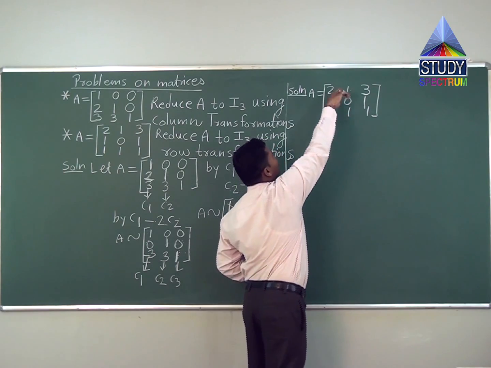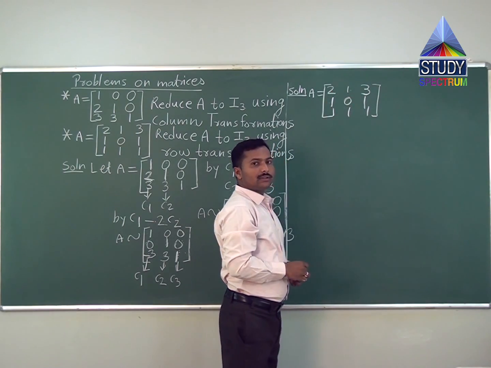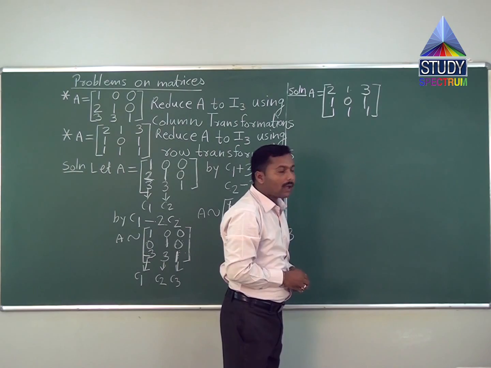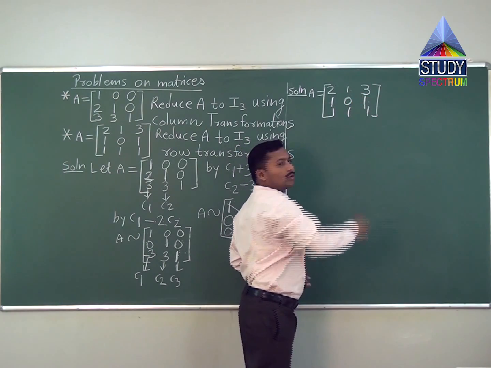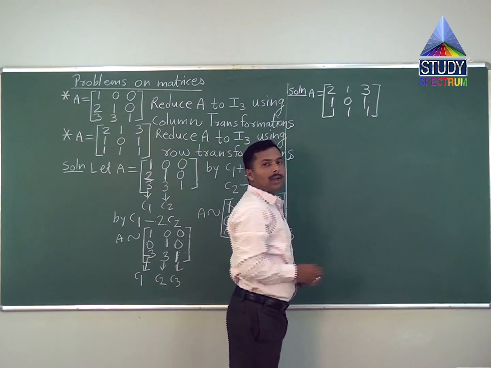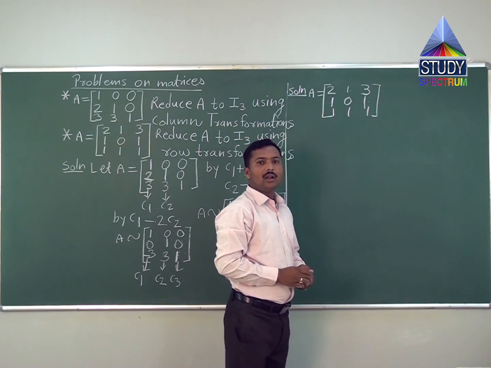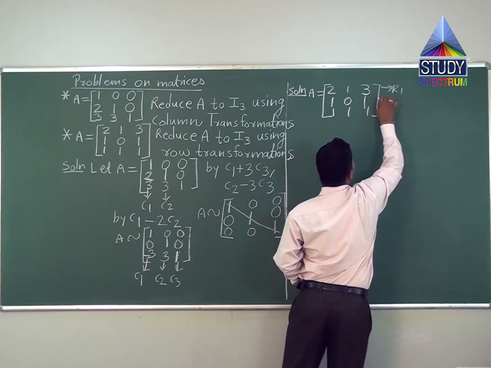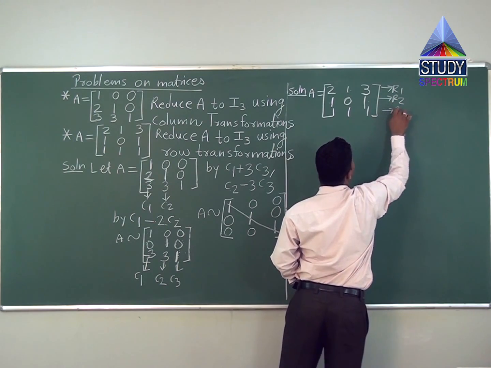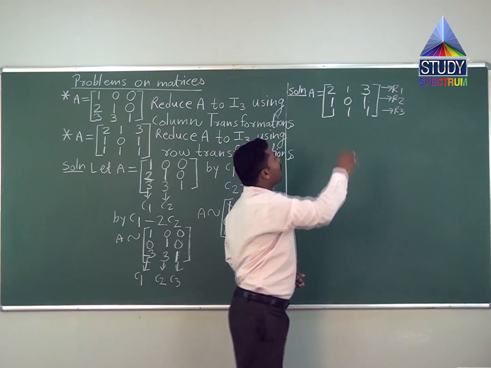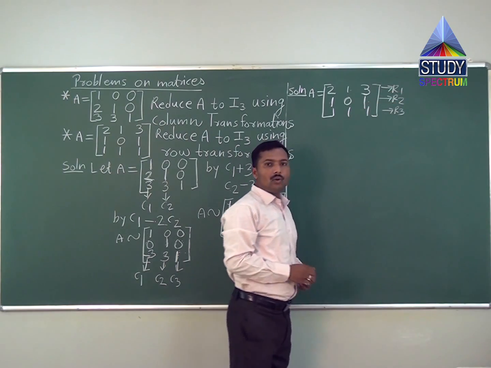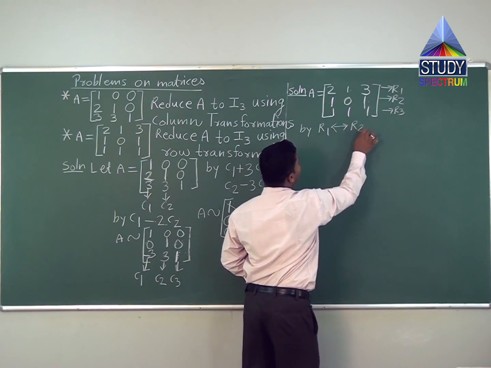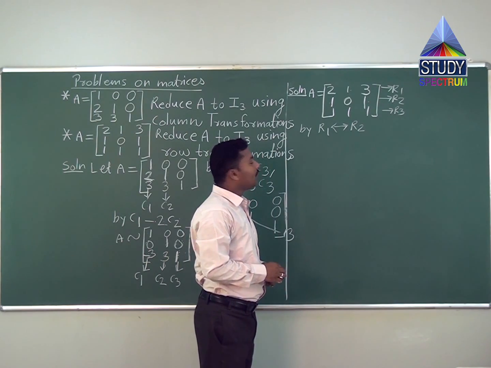1 0 1, and the first row interchanges with the second row, meaning the second row becomes the first row. What happens? 2 1 0. So automatically here is one diagonal number, and also here is one diagonal number. So we interchange: this is the first row R1, this is the second row R2, and this is the third row R3. We interchange the first row R1 with the second row R2, by R1 interchange R2.